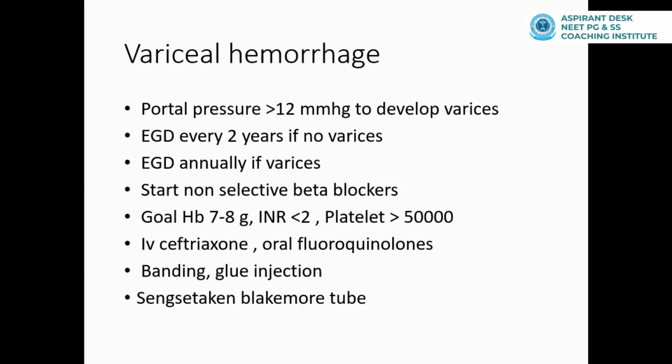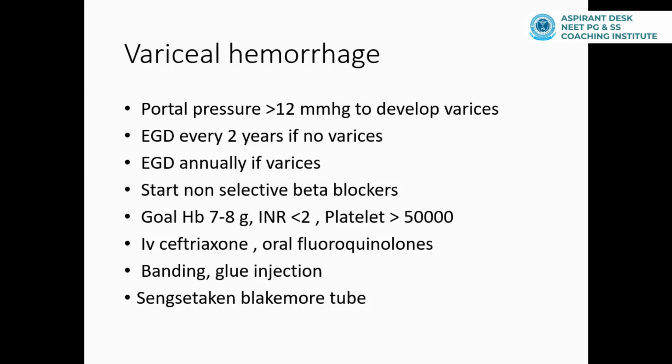banding. And during variceal hemorrhage, the goal is hemoglobin 7 to 8 grams, okay? And INR should be less than 2, and platelets should be more than 50,000. These are the goals or recommendations during resuscitation of variceal hemorrhage, because increasing the hemoglobin will actually alter the hepatic venous pressure gradient. So we should maintain hemoglobin 7 to 8 gram, INR less than 2, platelets more than 50,000.